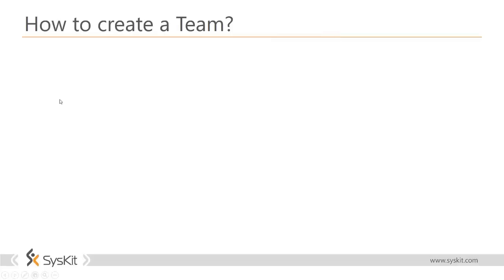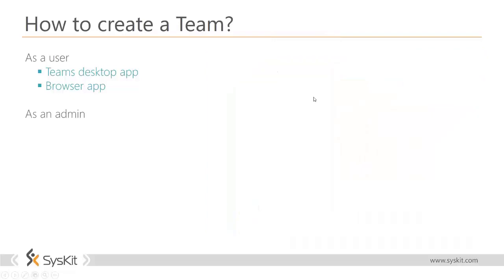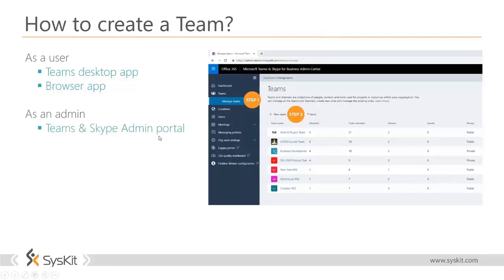So the first question that we must ask ourselves is, how do I even create a team? It depends. Are you a user? If you are a user, you have two choices. Either you can use the desktop application, you just download it and install it, or you can use the browser application. The process is pretty simple. You just click create a team, enter the team name, and that's it. If you're an admin, and you need to be a global admin, you can access the new Teams and Skype admin portal, and here you can get a list of all the teams in your environment, and you can also create teams here.